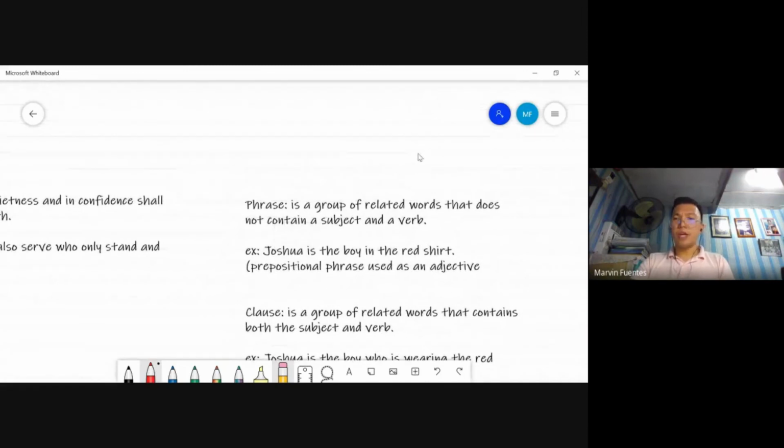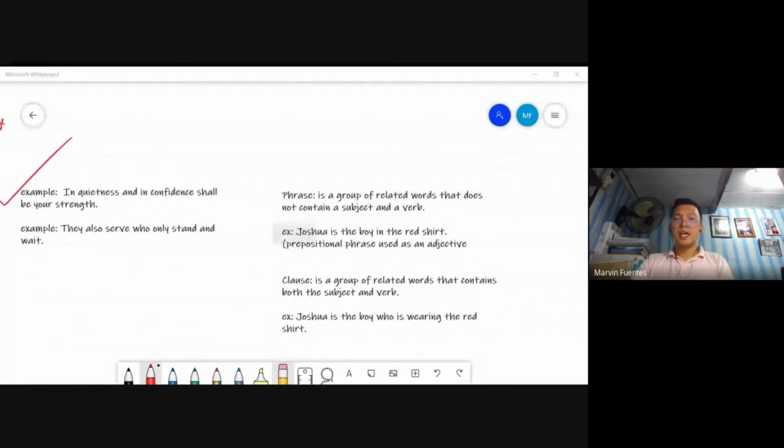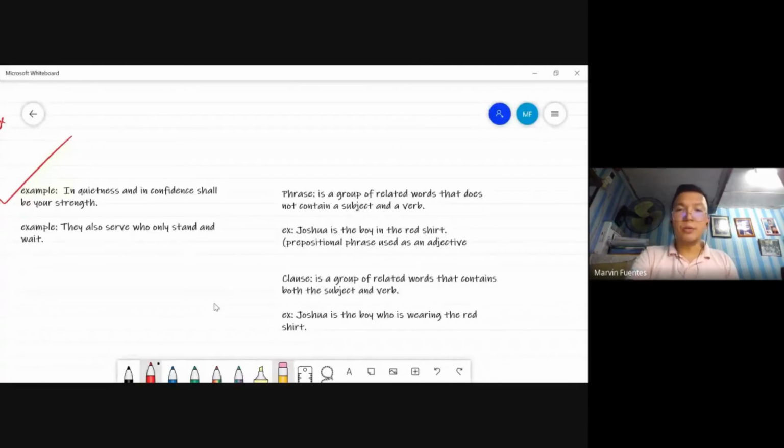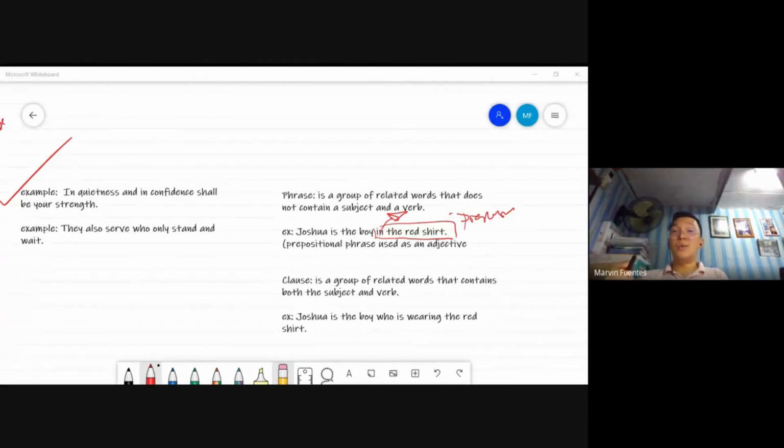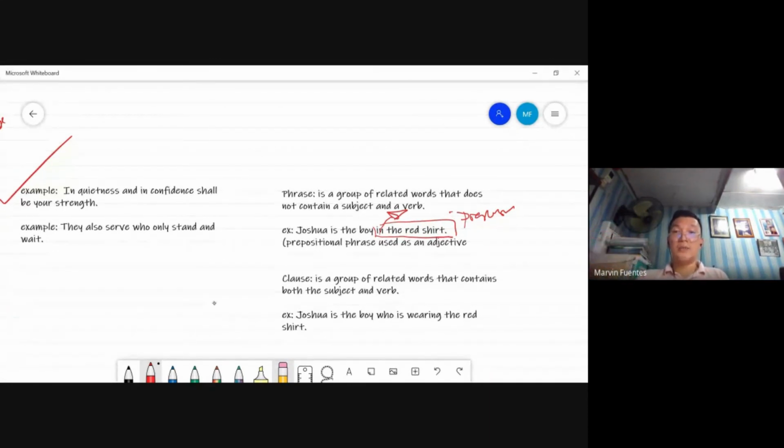Joshua is the boy in the red shirt, no? As you can see, this one, it has something to do with, most probably, this is a phrase, no? Prepositional phrase wherein, in the red shirt, is the prepositional phrase. Bakit? Ito yung preposition, no? In. Yan lang yun. Bakit kaya nalagay ko to? Phrase is, because I am trying to explain to you the difference between the phrase and a clause. Ayan yon, okay? Ito lang yung phrase sa dulo.